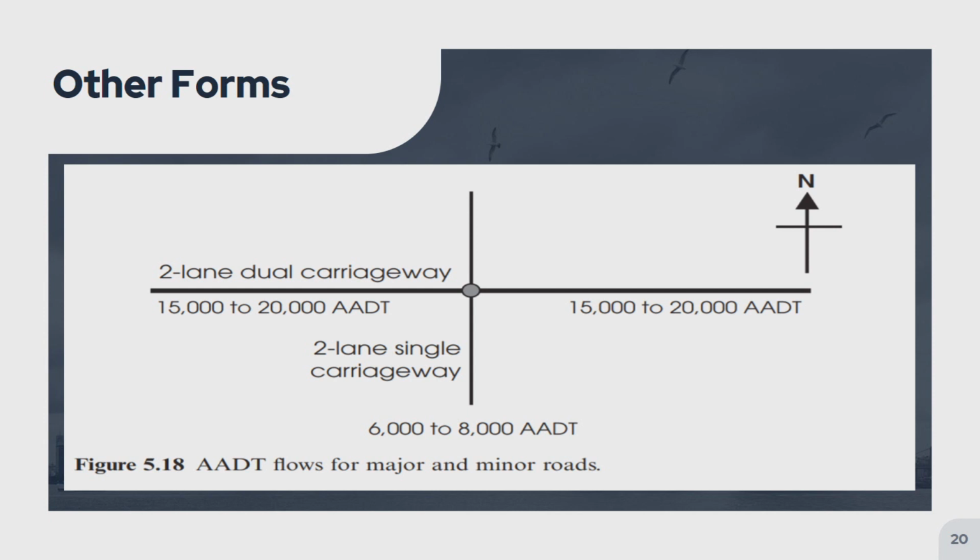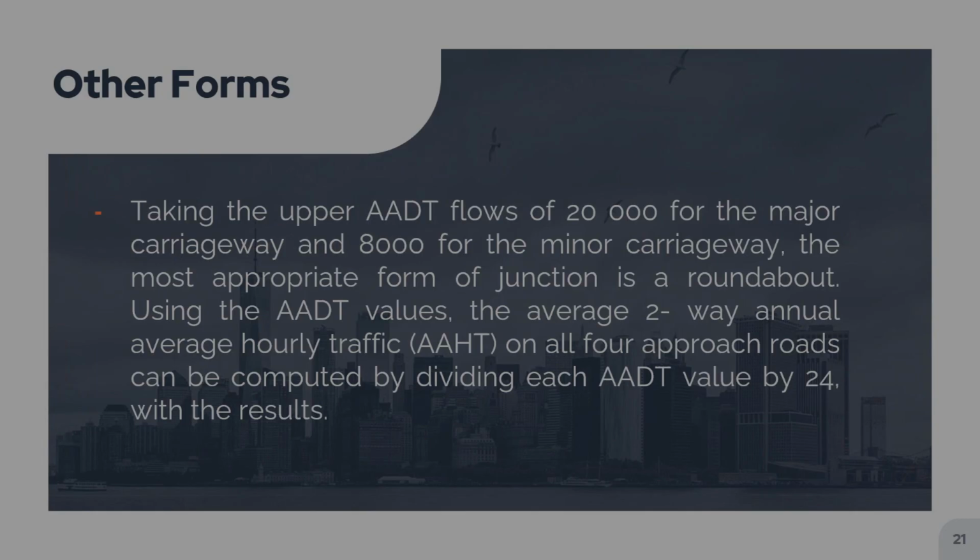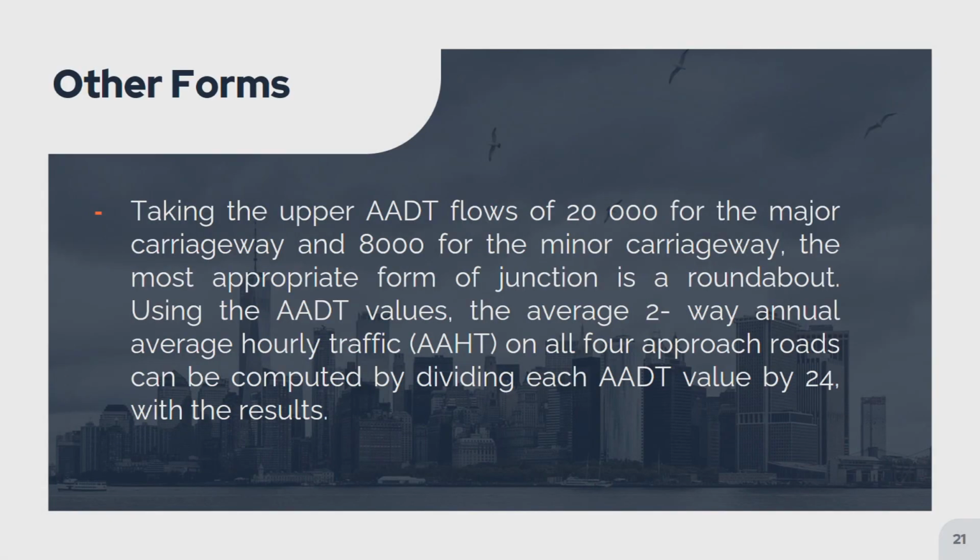The annual average daily traffic, or the AADT, of the major lane is 15,000 to 20,000, while the minor lane is 6,000 to 8,000. Taking the upper AADT flows of 20,000 for the major carriageway and 8,000 for the minor carriageway, the most appropriate form of junction is a roundabout.